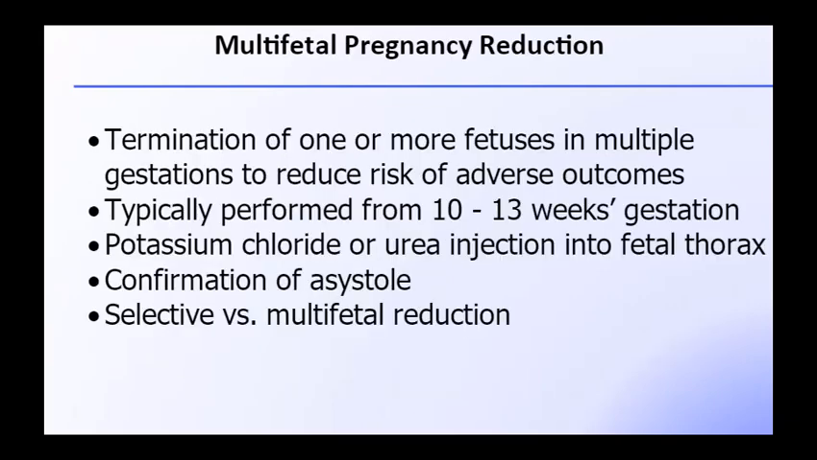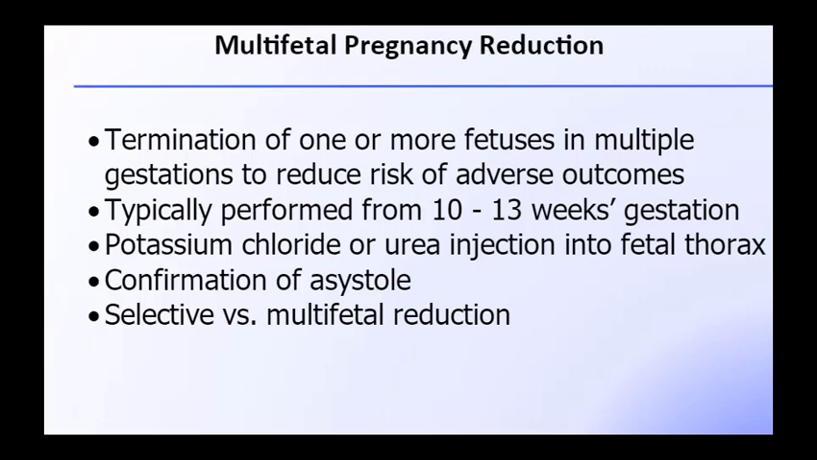Multifetal reduction is the termination of one or more fetuses in a multiple gestation. Since the risk of complications is proportional to the number of fetuses in utero, the goal of multifetal pregnancy reduction is to reduce the risk of adverse outcomes in survivors of high-order multiple pregnancies by decreasing the number of fetuses. Multifetal reduction is typically performed from 10 to 13 weeks gestation. Under ultrasound guidance, potassium chloride or urea is injected into the fetal thorax. Asystole is confirmed by ultrasound.